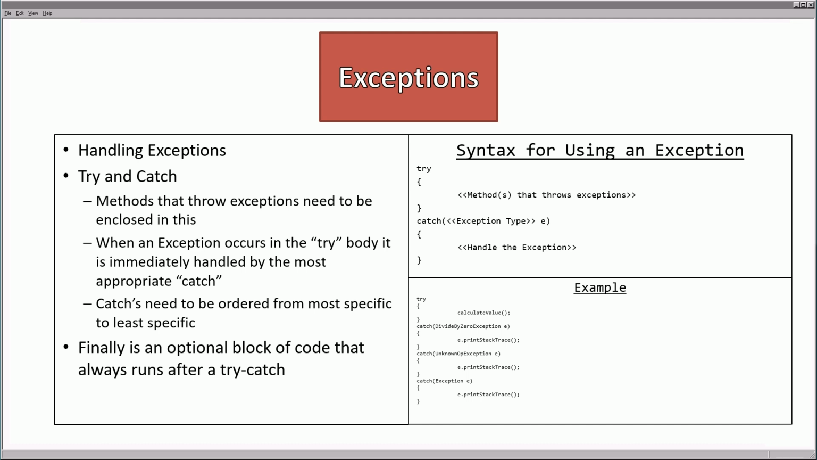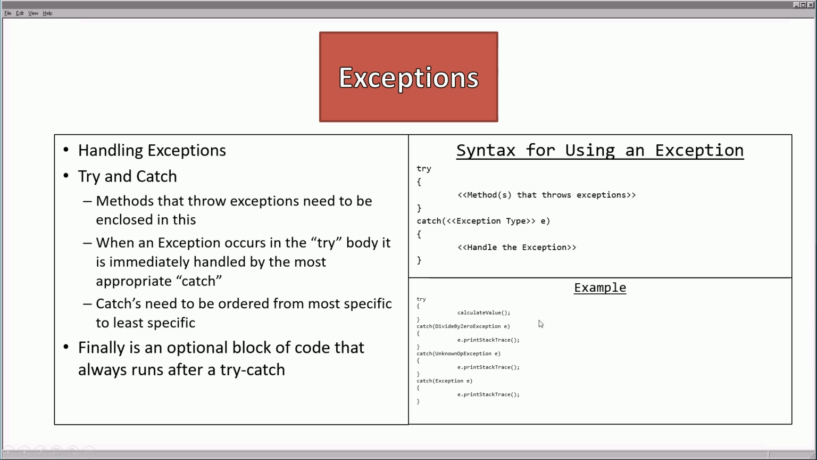Now there's also another part to try and catch, which is called finally. Now this code runs regardless if there is an exception or not. We're not going to focus too much on that part in this course. Now, as a quick example, we had defined previously that this method calculate value could throw different kinds of exceptions. So if we're going to call this method, we have to enclose it inside of this try, or else we'll get a syntax error.